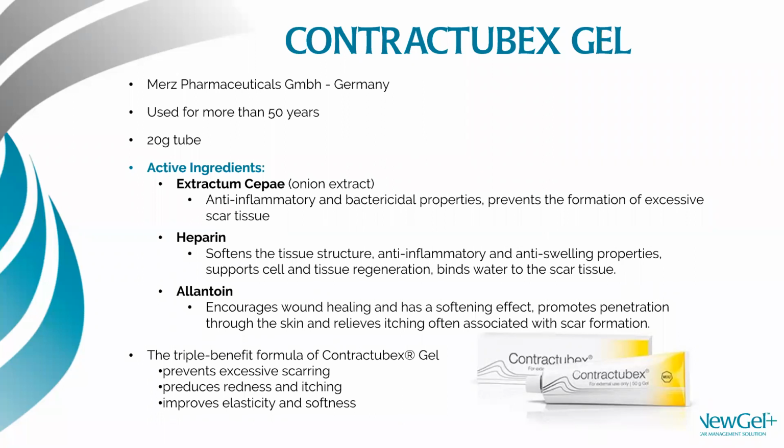And allantoin is more of a soothing, softening, penetration enhancer. We have it in our bruise gel, but again, it's not really clinically proven for anything more than skin protection, a moisturizing type of thing. They claim that the triple benefit is that it prevents excessive scarring, reduces redness and itching, and improves elasticity and softness, which is more or less what all of the other products claim as well.